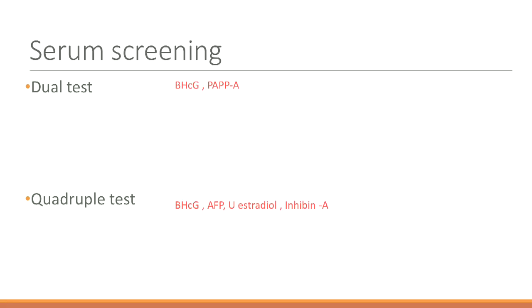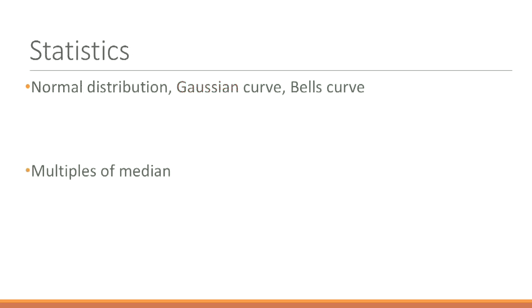Now, before we go into understanding what these screening tests actually mean, we should understand a bit about statistics. Now, don't roll up your eyes as yet. I know statistics is something that we as medical professionals do not like, but I want you to just be with me as I take you through these basic statistic principles. The first thing you have to understand is what is known as a normal distribution, a Gaussian curve, or a Bell's curve. And along with that, you should understand what is the meaning of multiples of median.